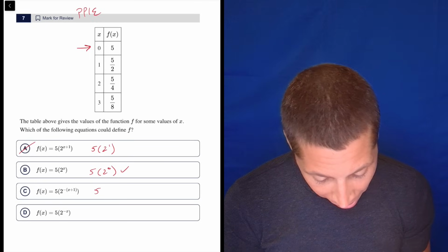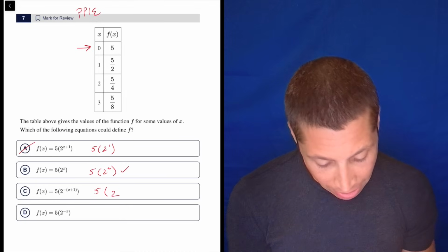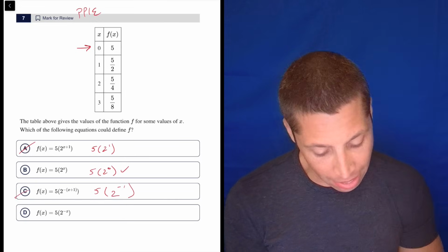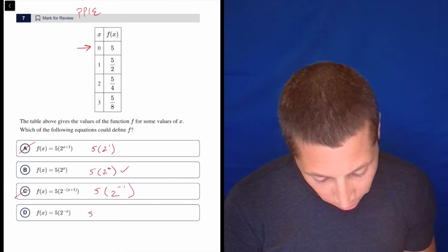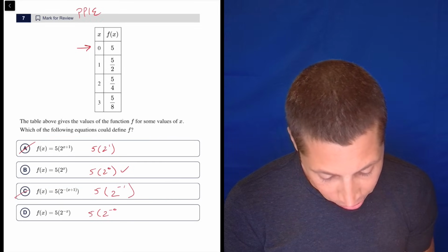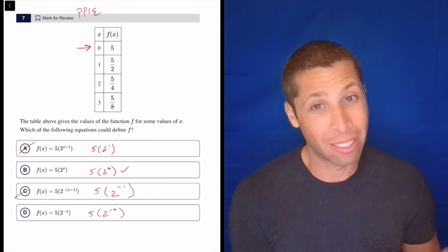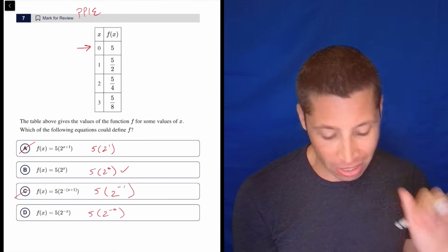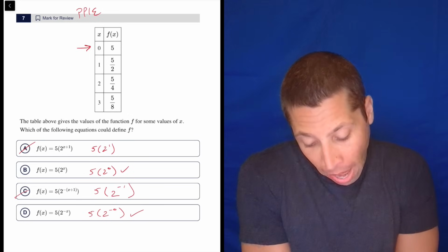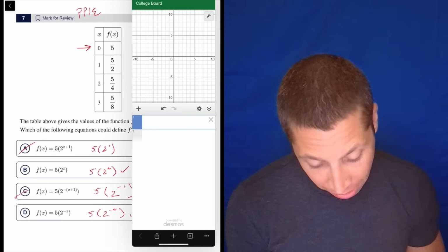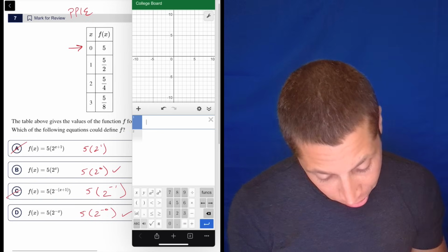This one is going to be 5 times 2 to the negative 1. Again, it needs to be 0 there. And this here does work. 5 times 2 to the negative 0 is still 2 to the 0, because there's no such thing as negative 0. So that just gives me 5 as well. So two choices work. At this point, I would go to Desmos, because I don't really want to deal with the 5 halves, so why don't we just type it in?